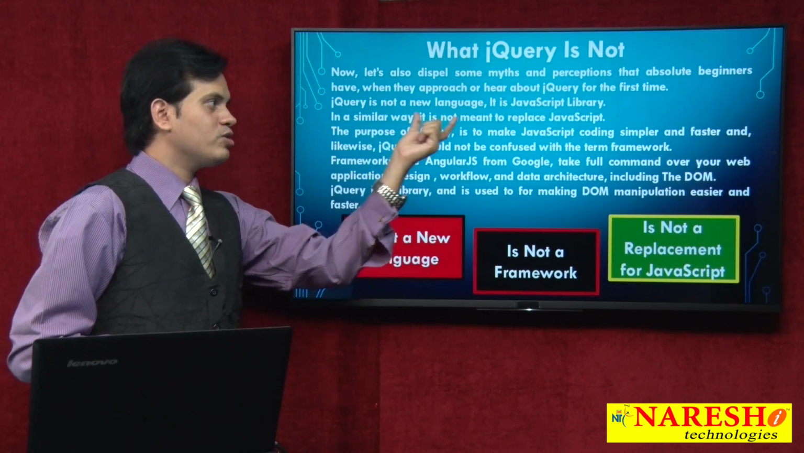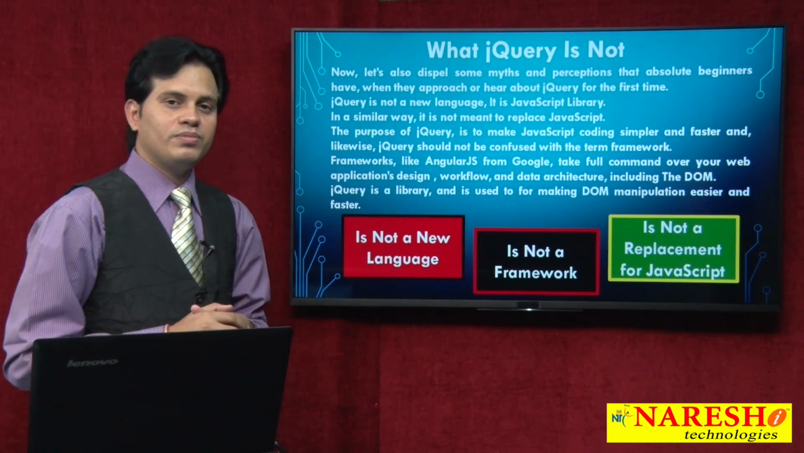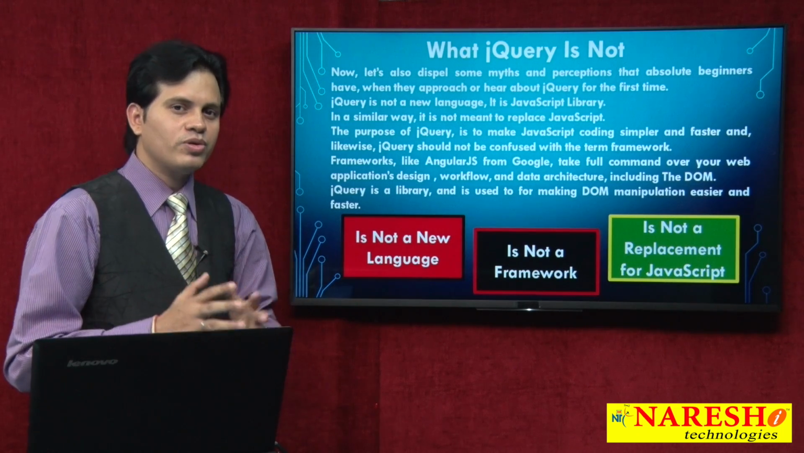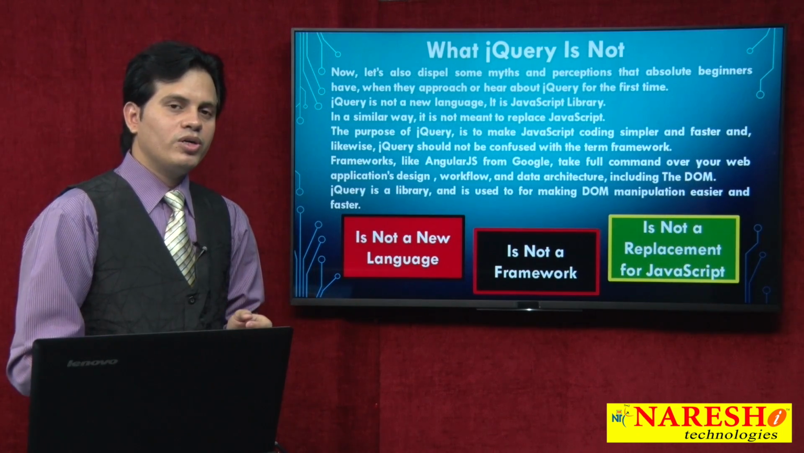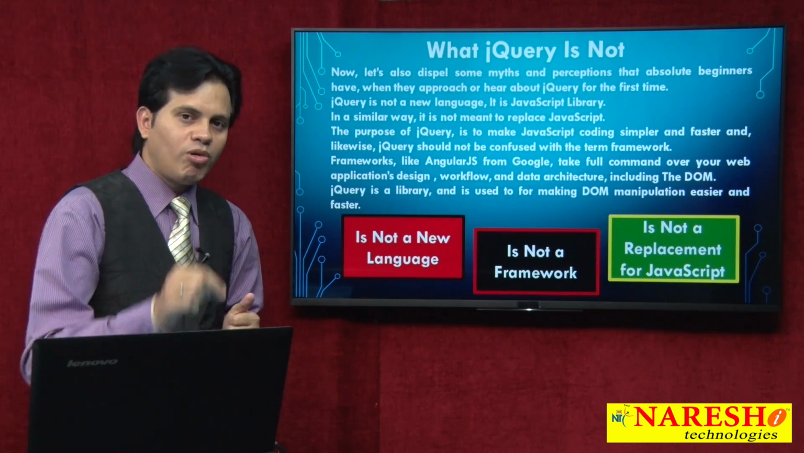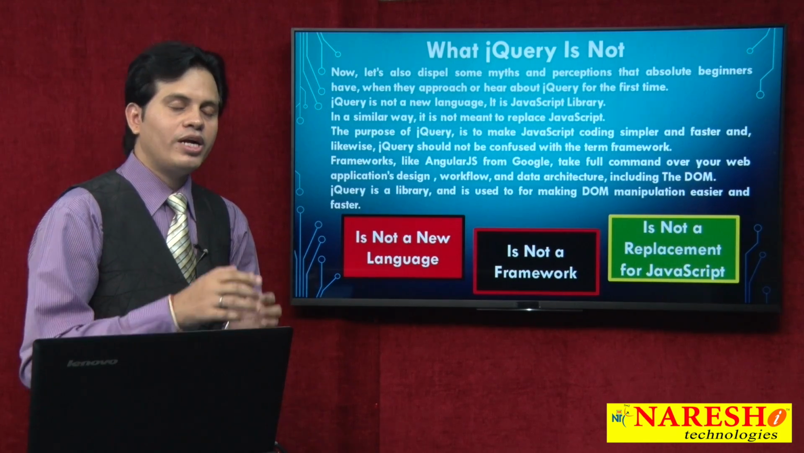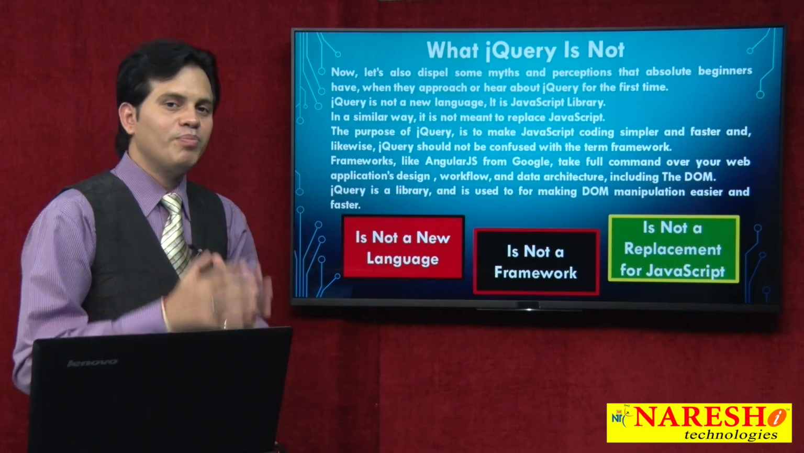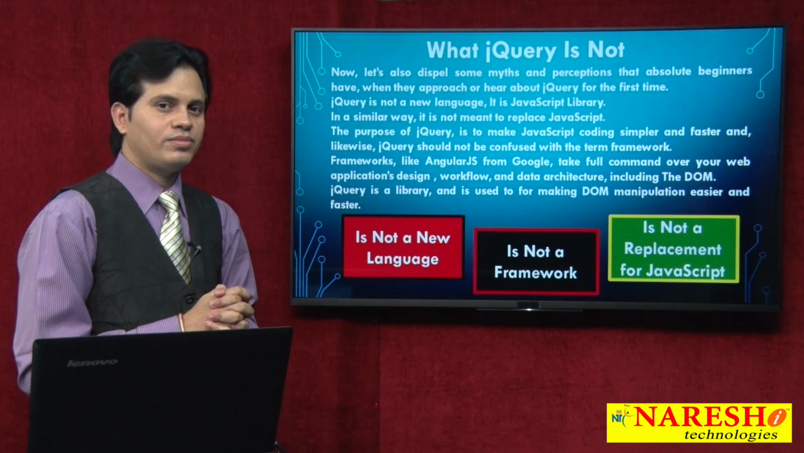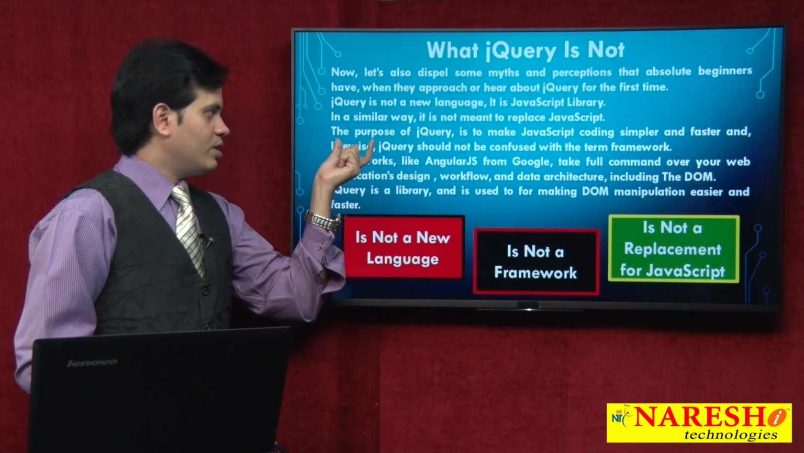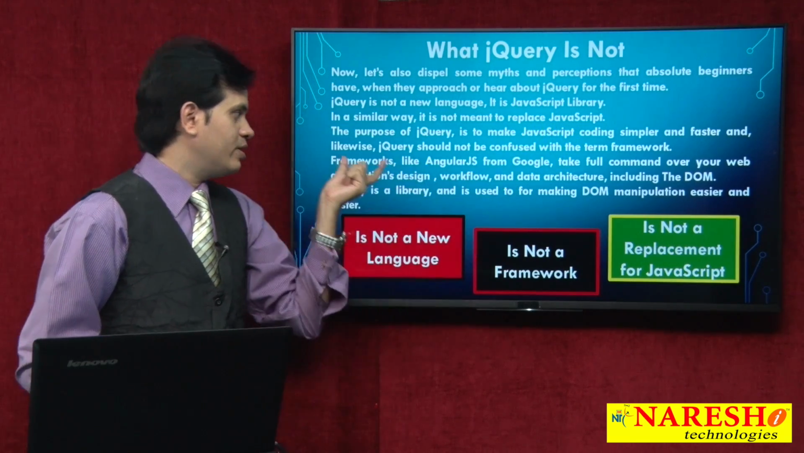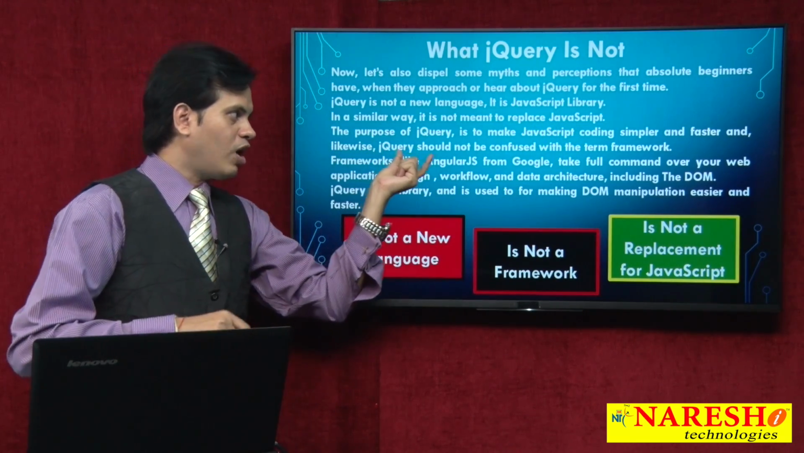In a similar way, it is not meant to replace JavaScript. It cannot replace JavaScript because jQuery code is still called JavaScript code. Why? Because jQuery code is written with the help of the JavaScript language only, but the code we write using jQuery makes our JavaScript code very simple and easy by reducing the lines of code and making it very easy to understand. Likewise, the purpose of jQuery is to make JavaScript coding simpler and faster.